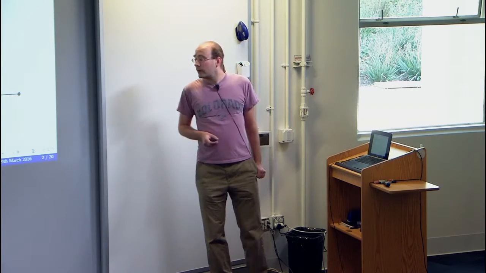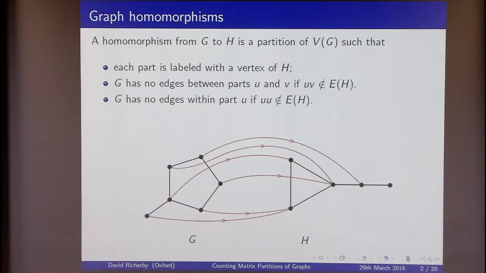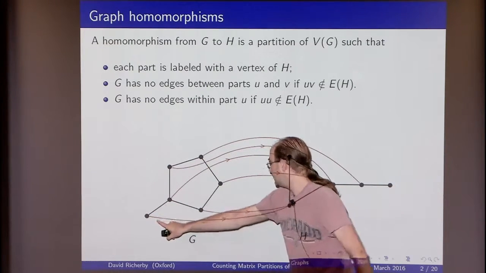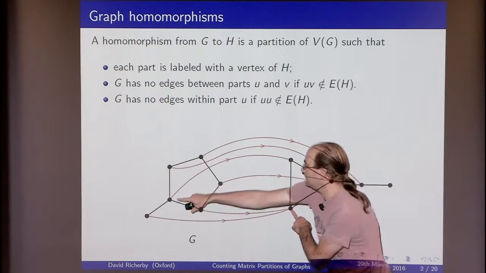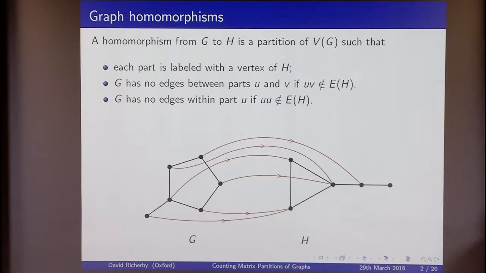So we're used to thinking of a homomorphism from a graph G to a graph H being a function from the vertices of G to the vertices of H, such that any edge in G must get mapped to an edge in H. So, for example, if we look at this edge here, we see that one end gets mapped to here, the other end gets mapped to here, and we've mapped an edge to an edge. So that's the normal definition of homomorphisms.